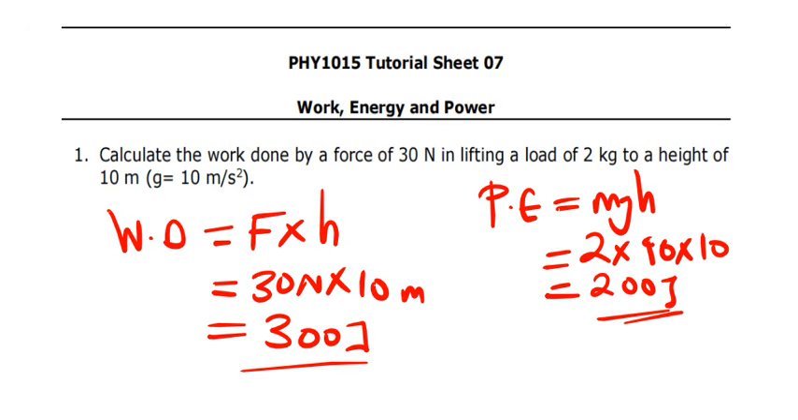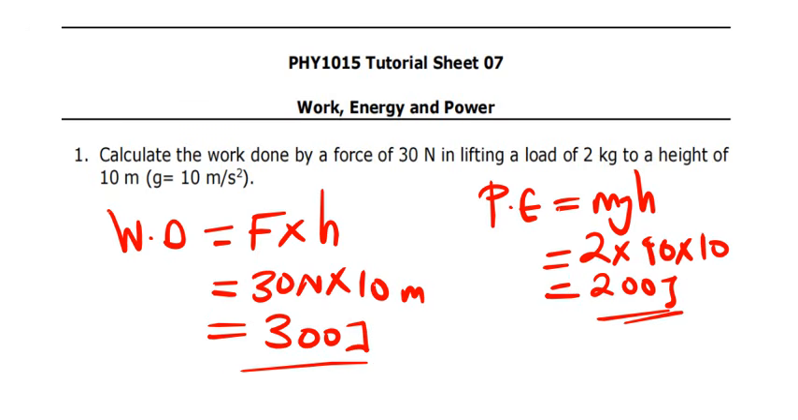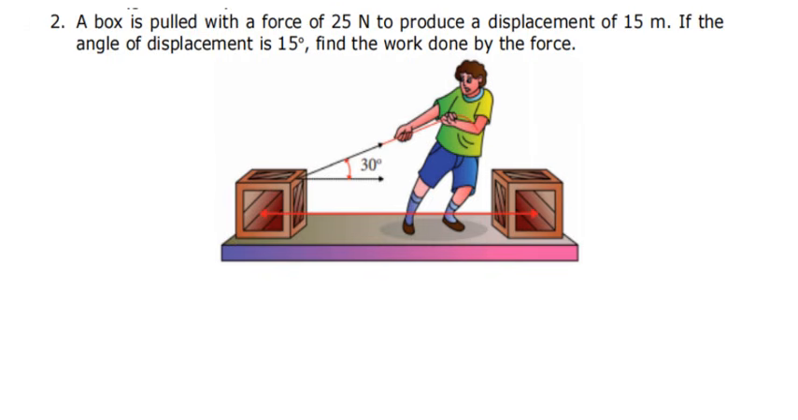What will be your net work? So the one that you applied minus the work that was done due to gravity for this object. So in this case, we're just going to do 300 minus 200. What are we going to get as our net work? Our total work done, we're going to have 100 joules. So basically that will be your answer for 1.